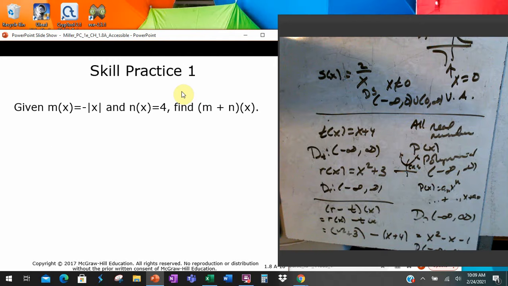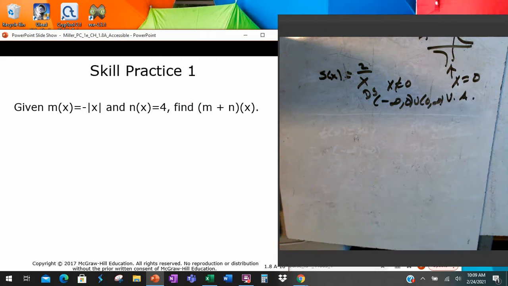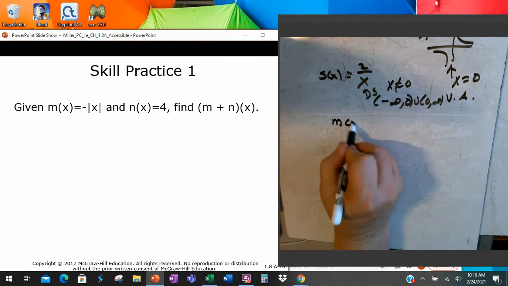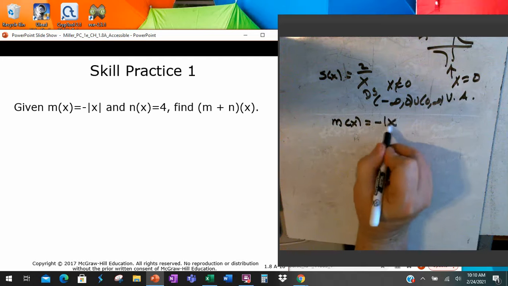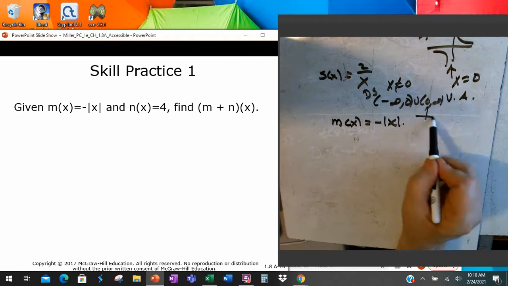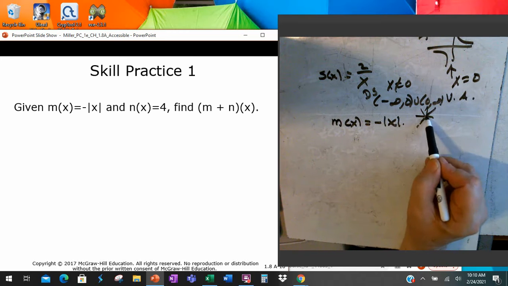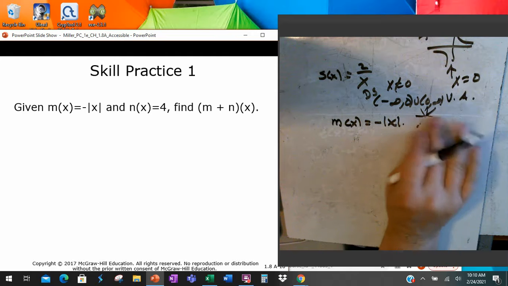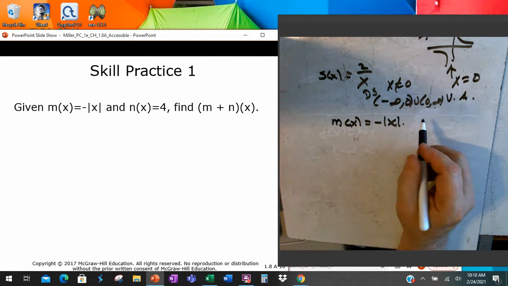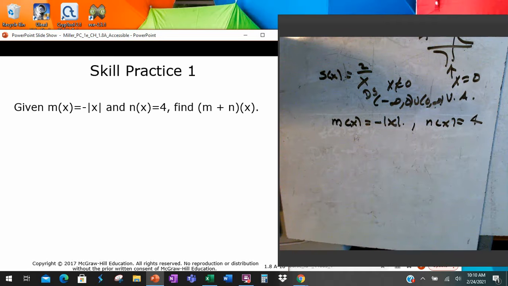Here's kind of the same thing. So here's the function m of x is negative the absolute value of x. Okay, so what does that look like in transformation land? Here's the base function, absolute value flipped around the x-axis. So that would be like that, okay? N of x is a constant function. It's just always 4 no matter what.